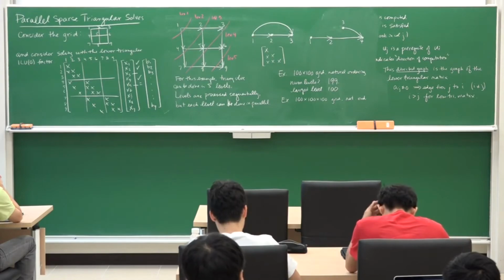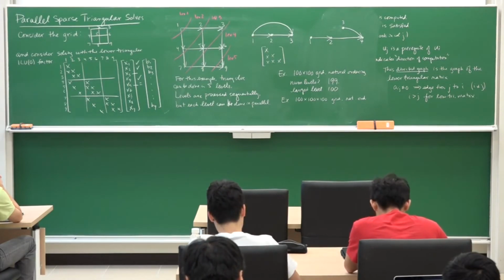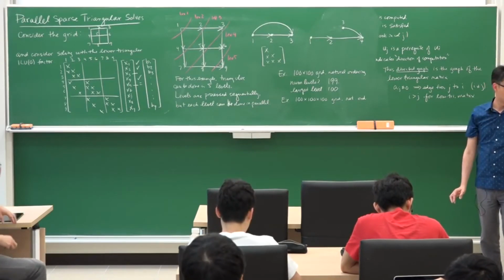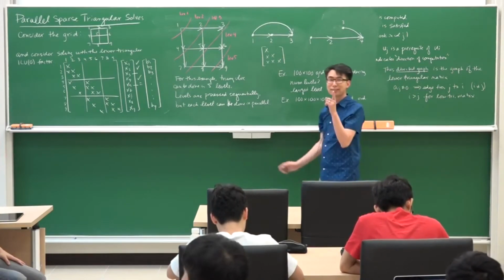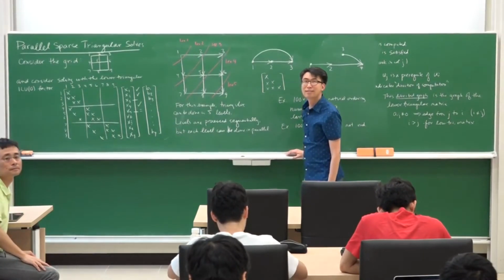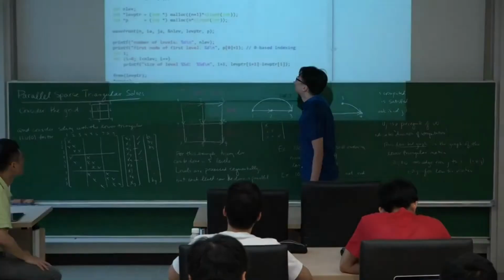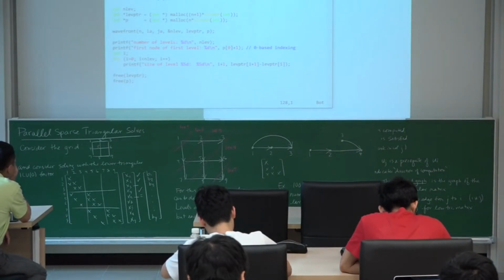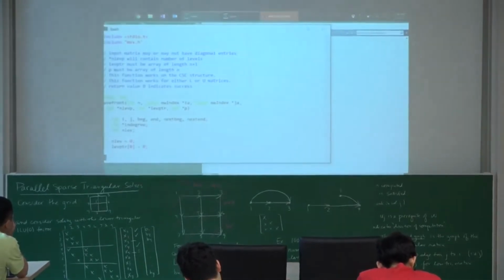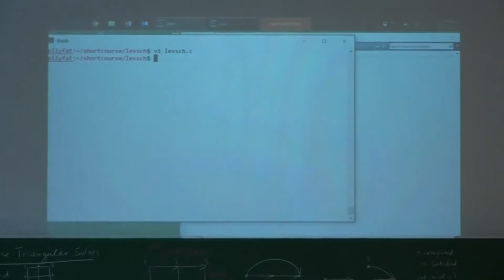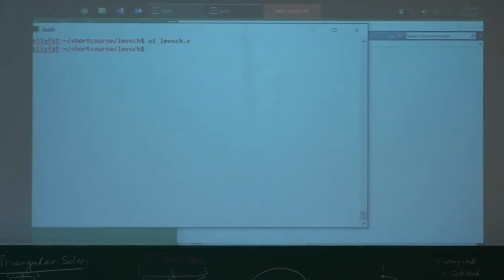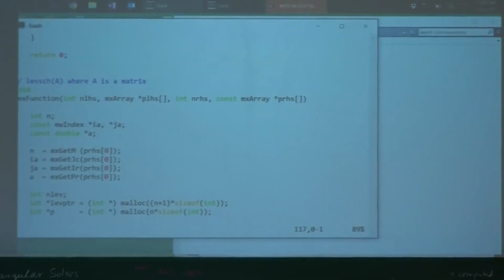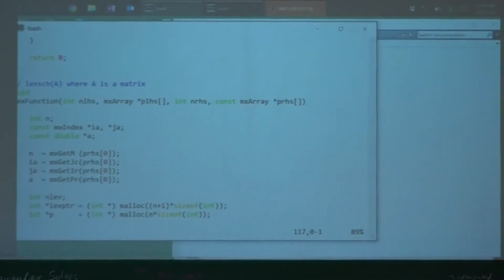I guess I need the screen on. remote screen. Okay, so there's a file called lev.sch.c, and it's a next file. So you can see that there is a gateway function.